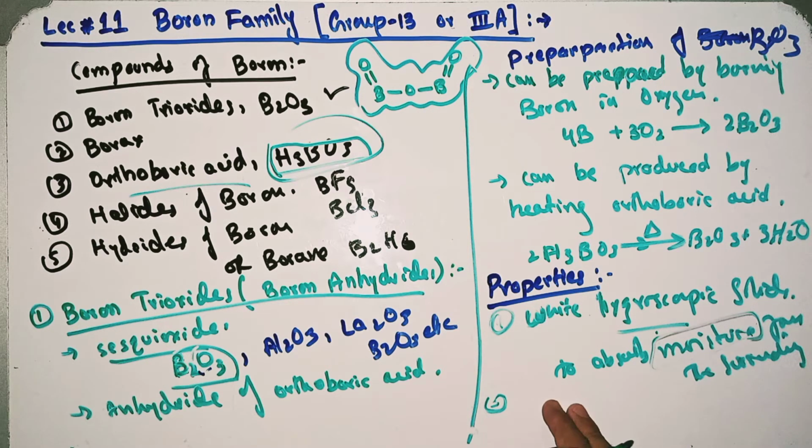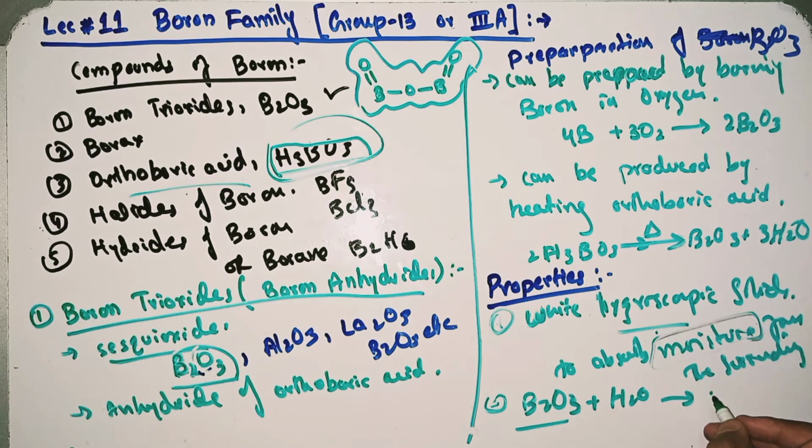When boron trioxide absorbs moisture, it can be converted into 2HBO2, that is called metaboric acid. So it can be converted into metaboric acid when it absorbs water from the atmosphere, from the surrounding. It will not remain boron trioxide; its nature will be changed and it produces metaboric acid.